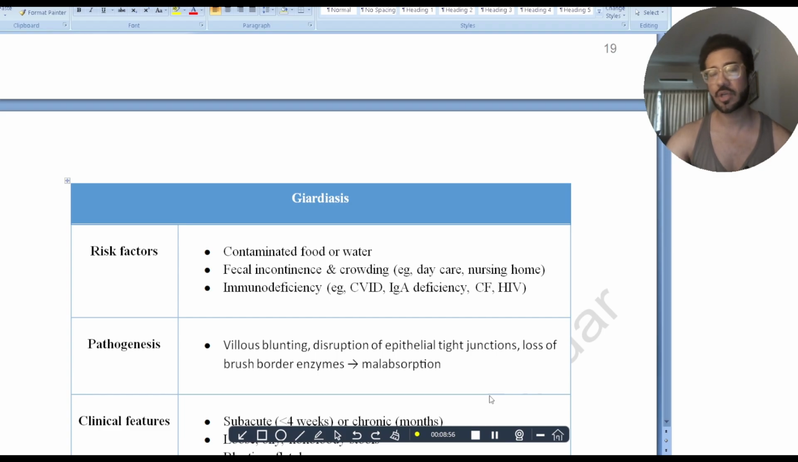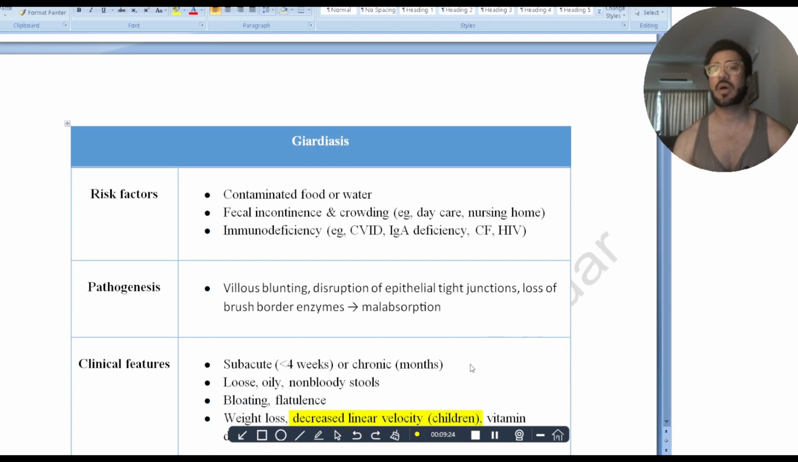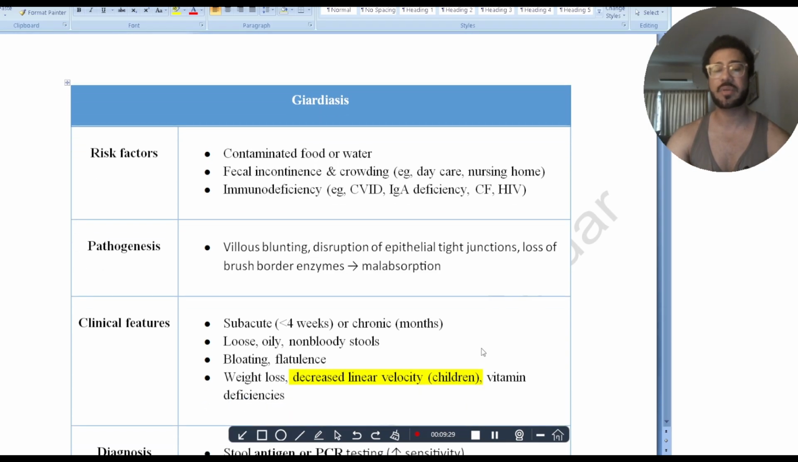So what happens when the protozoa enters the GI system? It does not invade deep inside the tissue. It just sticks to the epithelial or mucosal lining, and it causes damage to the villi. The damage to the villi also results in loss of absorptive surface area. It also destroys the brush border enzymes as well. So all in all, it causes malabsorption. What happens when there is malabsorption? You're gonna get steatorrhea, and usually the symptoms are just loose, oily, non-bloody stools.